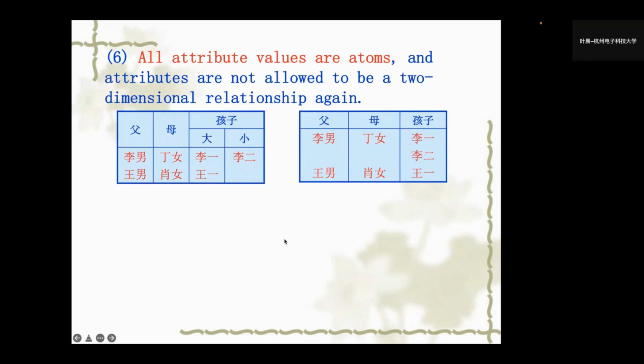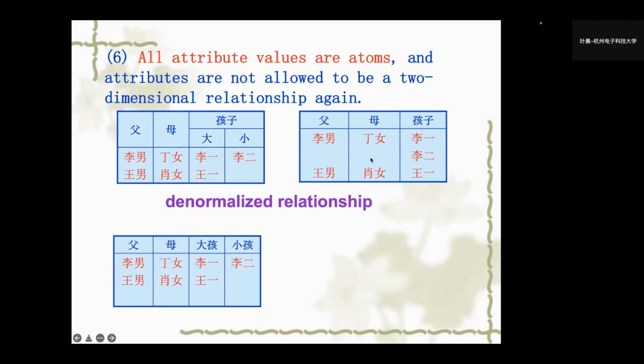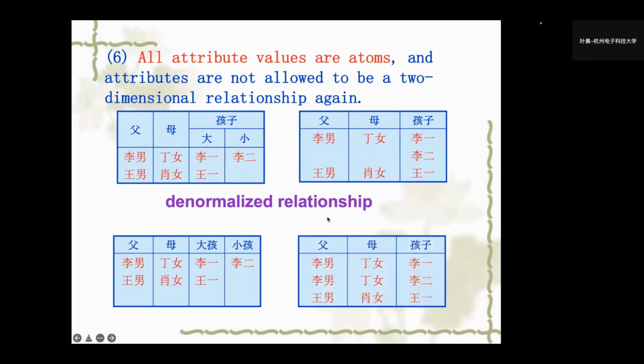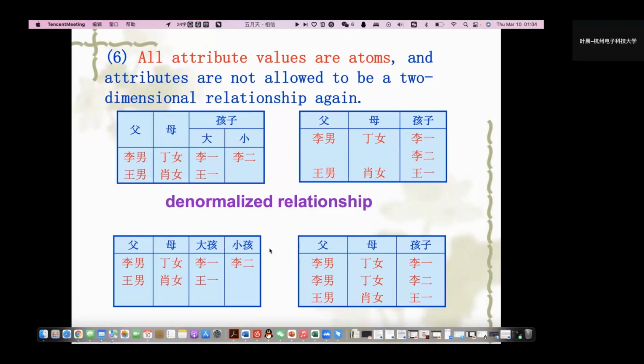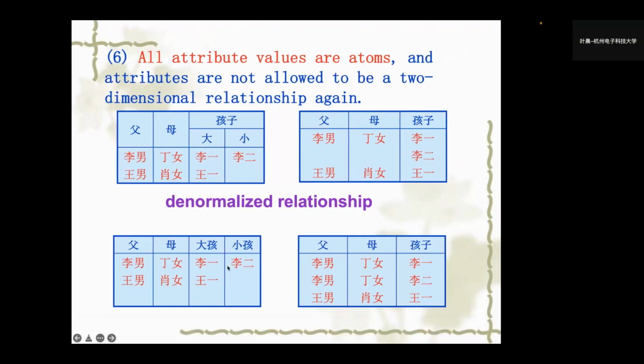It is not allowed. So this relationship we call the normalized relationship, and we can just change this kind of relationship to this kind. We can just delete the attribute children and put the big children and the small children here. And for this kind of table, we can also just write their parents here. So it is a normalized relationship.